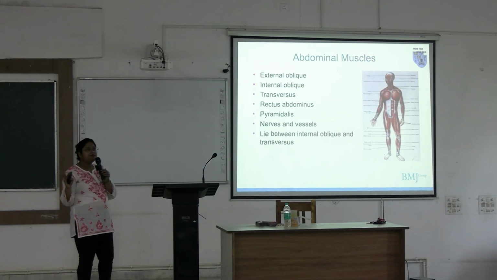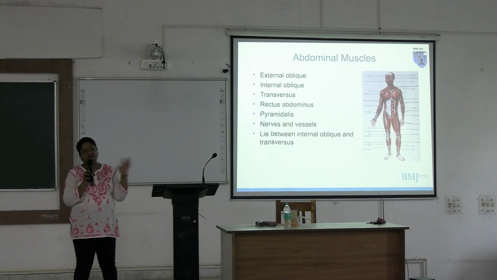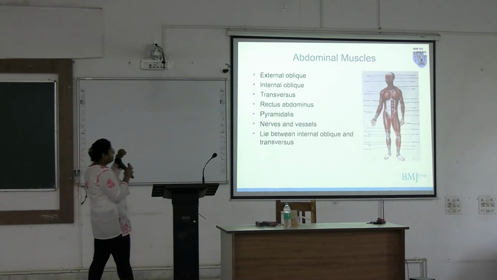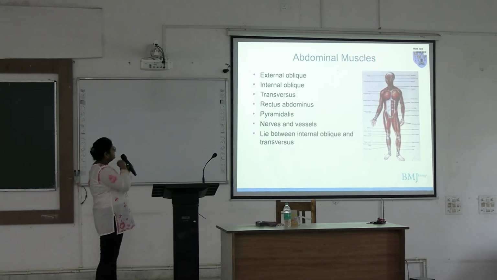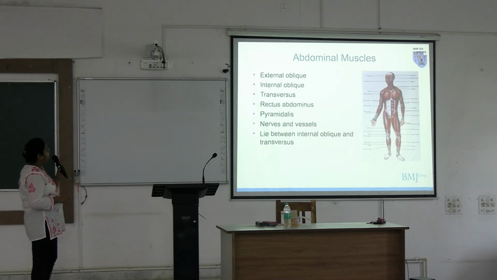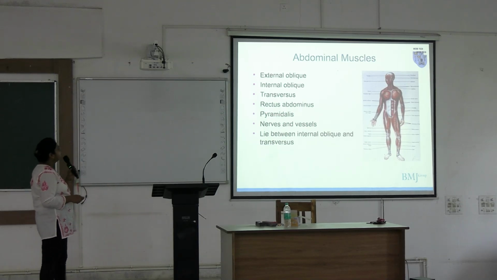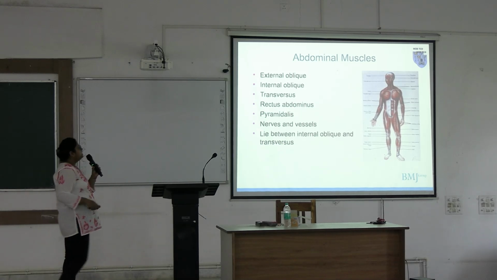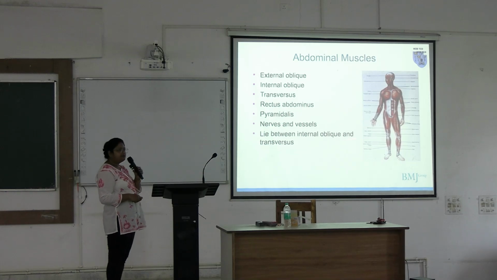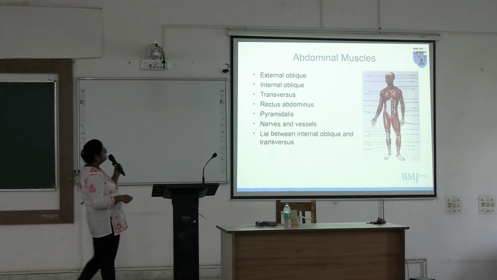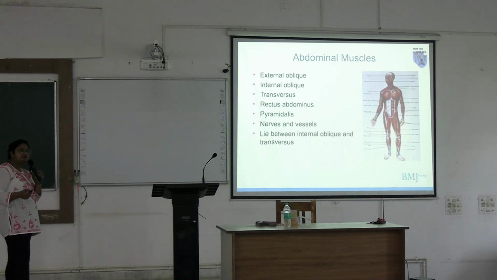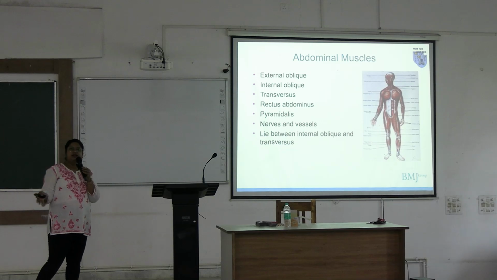Next, we will discuss the abdominal muscles in detail because they take part in the formation of the rectus sheath. We will discuss the important muscles present here: external oblique, internal oblique, transversus abdominis, rectus abdominis, and pyramidalis. These last two are contents of the rectus sheath. Other contents are nerves and vessels, and these nerves and vessels lie between the internal oblique and the transversus abdominis muscle. The neurovascular plane of the abdomen lies between the internal oblique and the transversus abdominis.